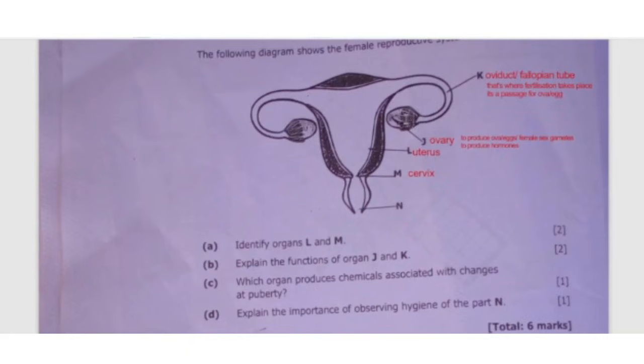We learned that the ovaries produce the chemicals that associate with the changes in puberty. So we're going to say the correct answer is organ J. Okay, so it's organ J.